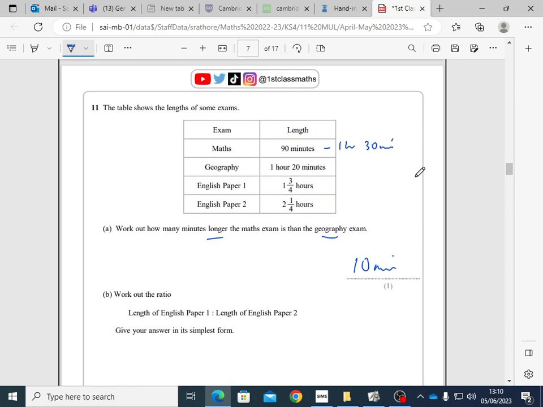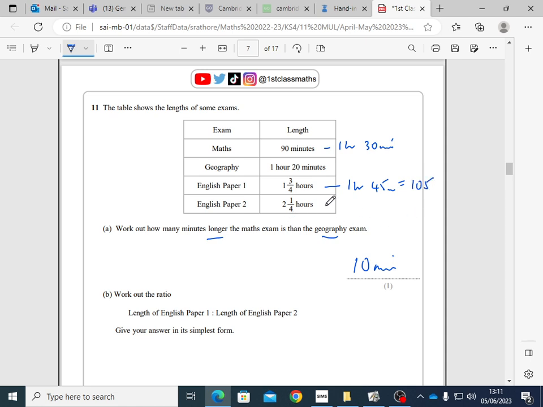Now next one, it goes here. Work out the ratio, length of paper 1 in English to length of paper 2 in English. Give your answer in simplest form. So here 1 3/4, I'm going to do it in minutes because it's ratios. I want them in the same unit, so I'm going to change this into minutes. First of all, that's 1 hour, and 3/4 of an hour is 45 minutes. We're good? And then 60 plus 45 is 105.